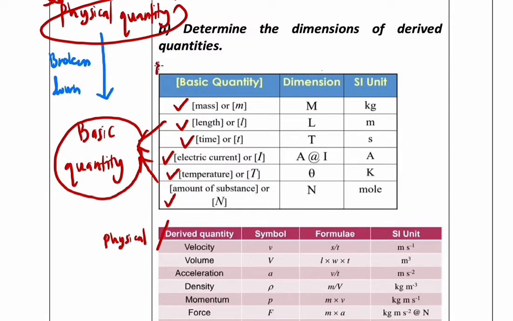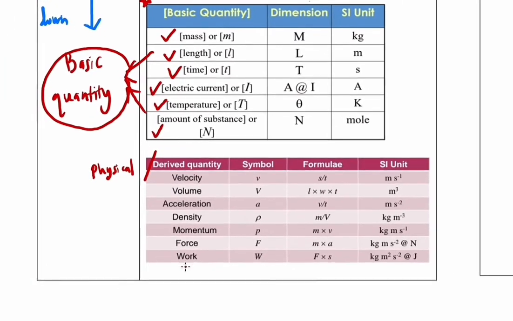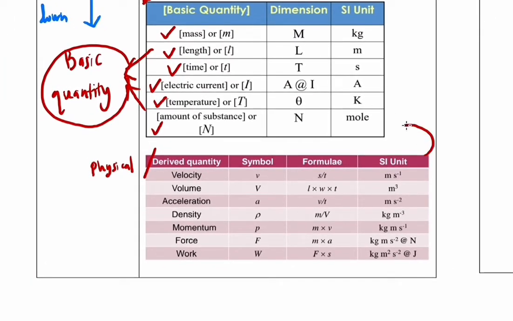Okay, so I'll letak satu star. Okay, these five quantities you have to remember. Yang bawah-bawah ni, we can derive. Yang bawah-bawah ni, kita boleh pecahkan dia balik kepada basic quantity.